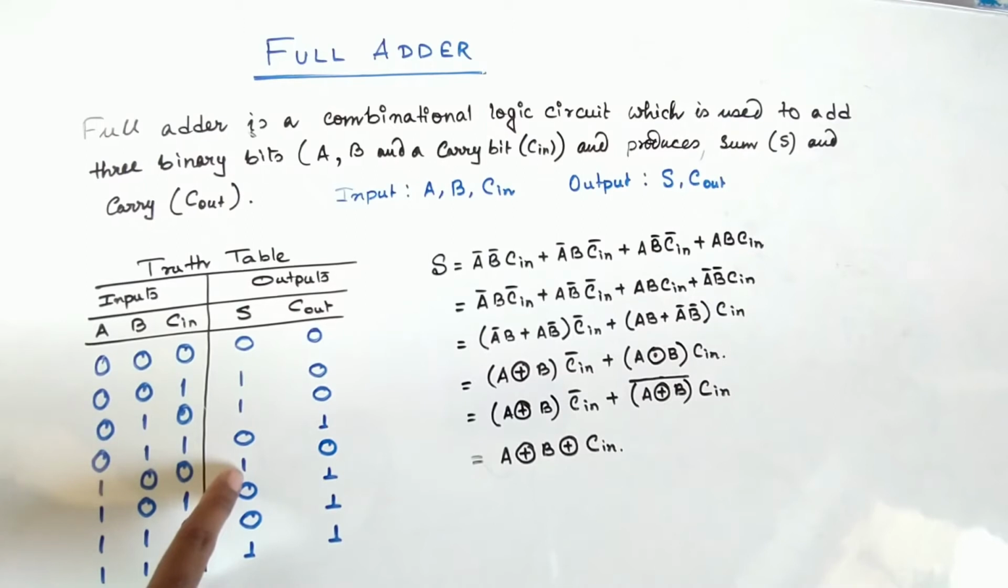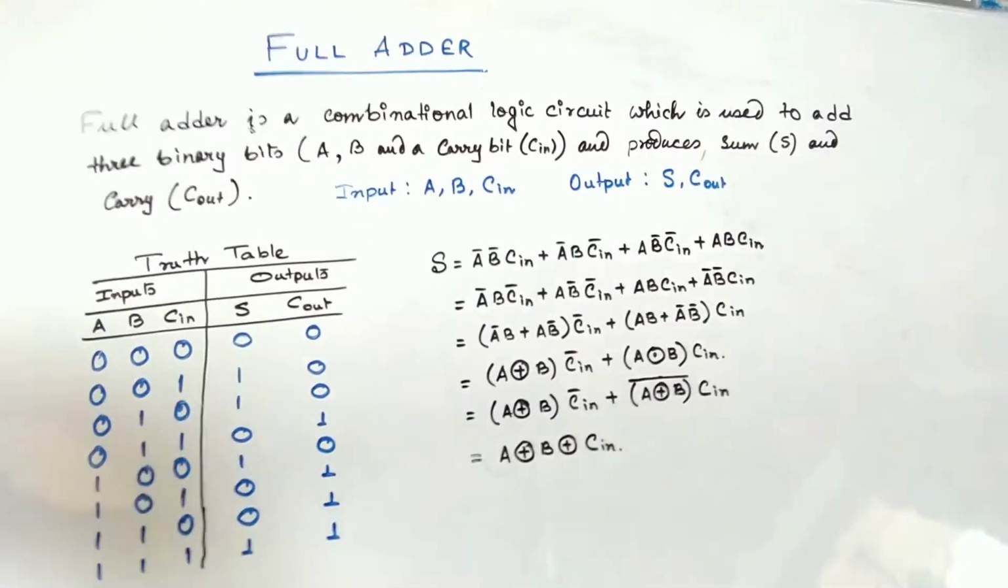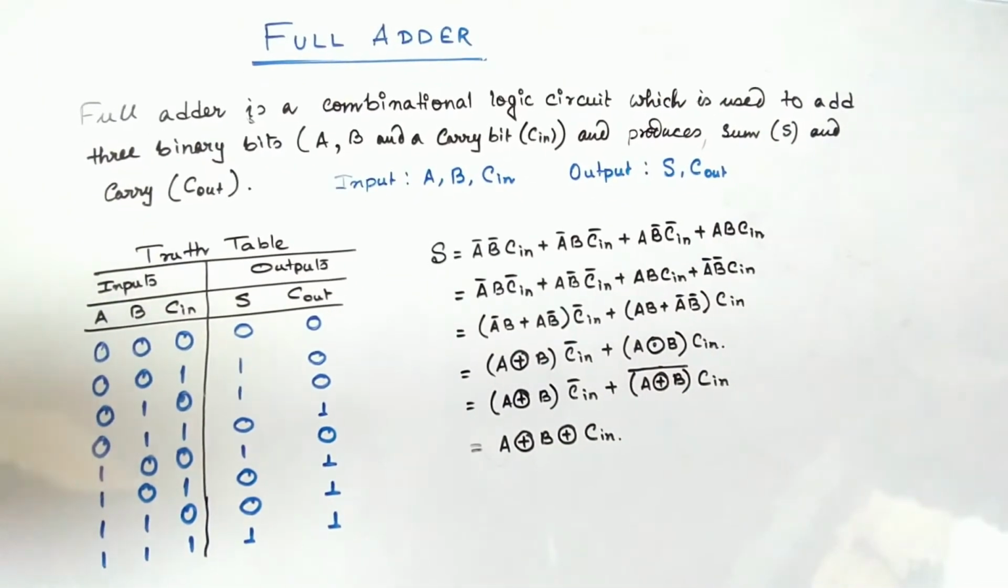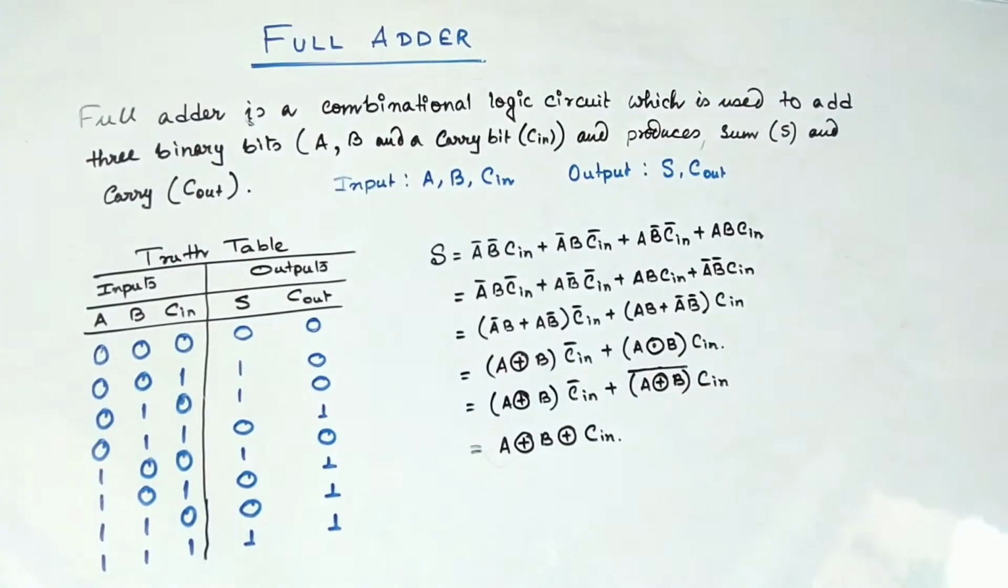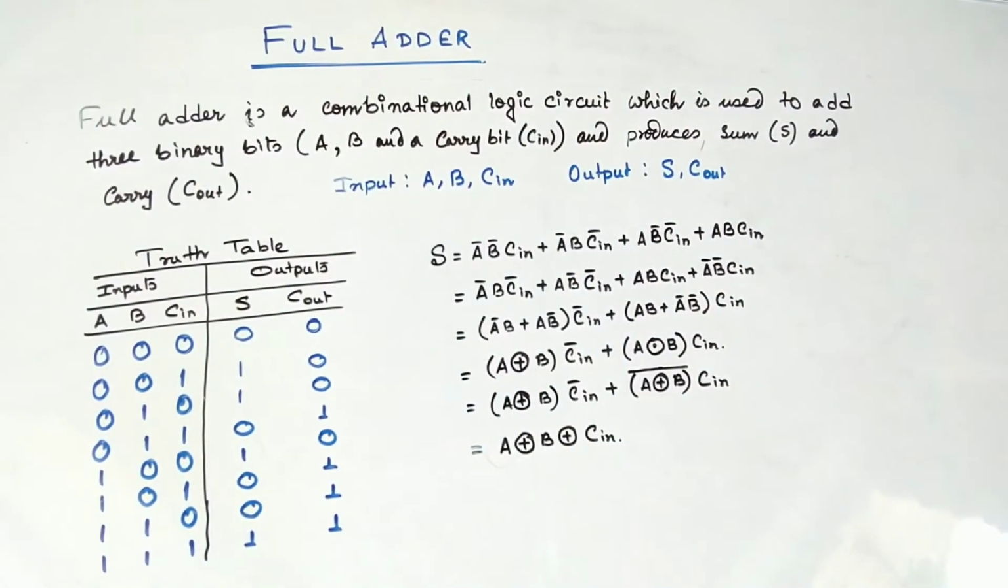In the third case when S is equal to 1, that is the case where A is equal to 1, B is equal to 0 and Cin is equal to 0, that means A B complement Cin complement. And in the fourth case all the variables are equal to 1, so in min term it is A B Cin. So here are the 4 terms that we have got for the boolean expression of sum. Now we are going to minimize these 4 terms.